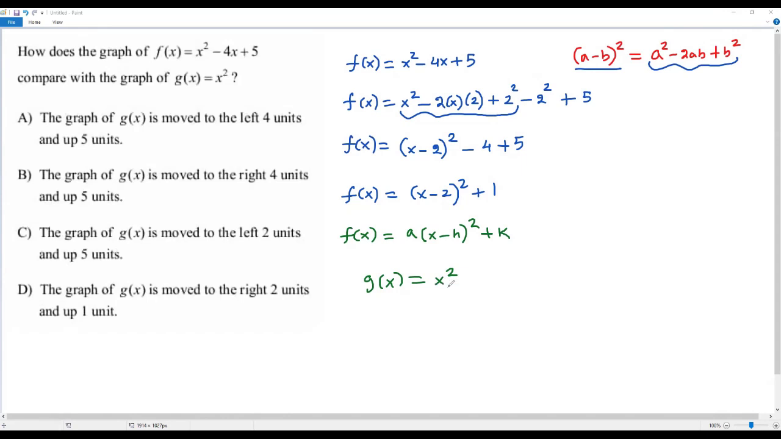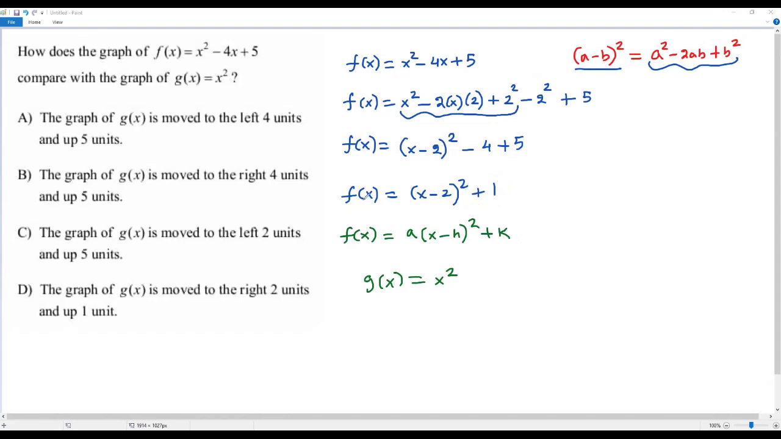Here in the place of x we have x − 2. That is, 2 has been subtracted from x. Whenever some value is subtracted from x, it represents a horizontal translation to the right. So we have to translate the graph of the function g(x) to the right 2 units. And in the place of k, we have 1. As I said earlier, the value of k represents a vertical translation. Since k is positive 1, it's a vertical translation up 1 unit.